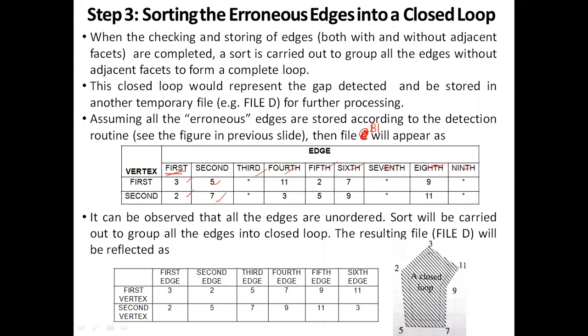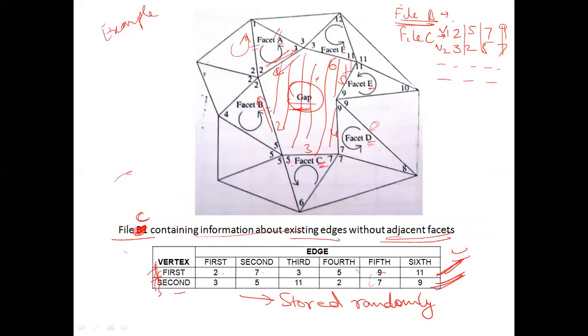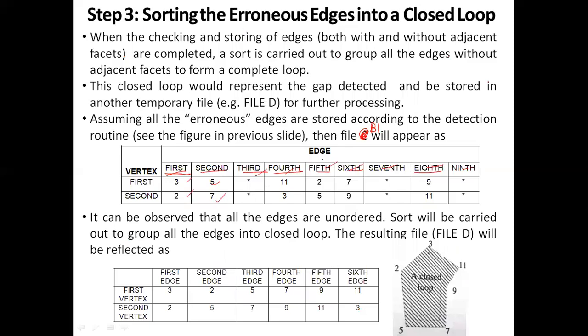Where you find all the edges have been accounted for. So if you remember, there are 6 edges which are missing. So in your file B1, there should be 6 edges which are going to be taken care of. So this is 1, this is 2, this is 3, this is 4, this is 5, and this is 6. So all the edges have been accounted for. So now, once you have accounted for all the edges, you have to create a new file.